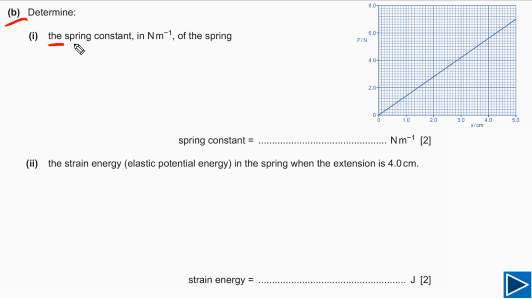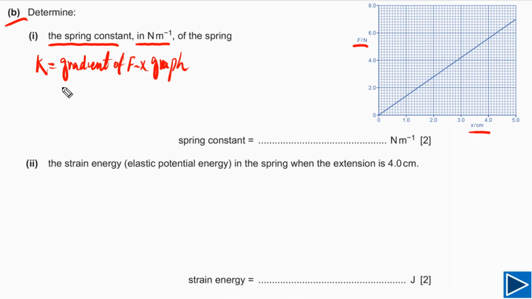For part B1, the question is asking us to calculate the spring constant and our answer has to be in newtons per meter, and the force against extension graph is given to us. It simply means that K in this case is equal to the gradient of the force versus extension graph. Simply we have to find the gradient. In order to find the gradient, we can take 2 points on this line. Let's say we take this point and we take another point here. This is our second point. Let's write down the coordinates of this point. So the coordinates of this point are 5.0, 7.0.